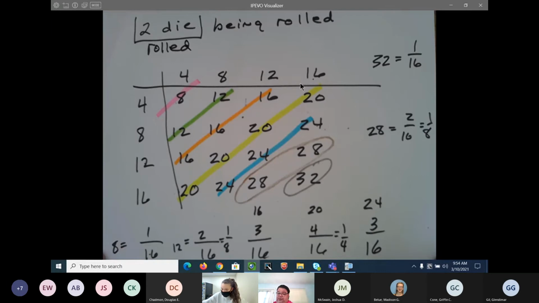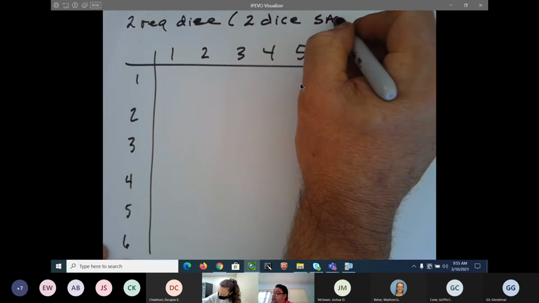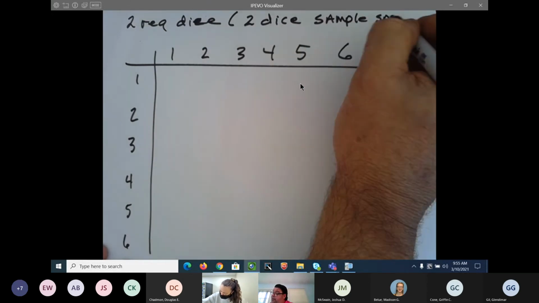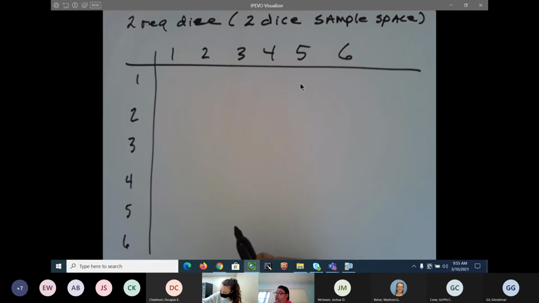So just for giggles, let's do this for your test for the people that's going to write it down. 2 regular die or dice. 1, 2, 3, 4, 5, 6. 1, 2, 3, 4, 5, 6. Now, could you look this up on Google? Yeah. It's called 2 dice sample space. And they got a bunch of them. Of course, you would have to print it out, and some of y'all can't do that.